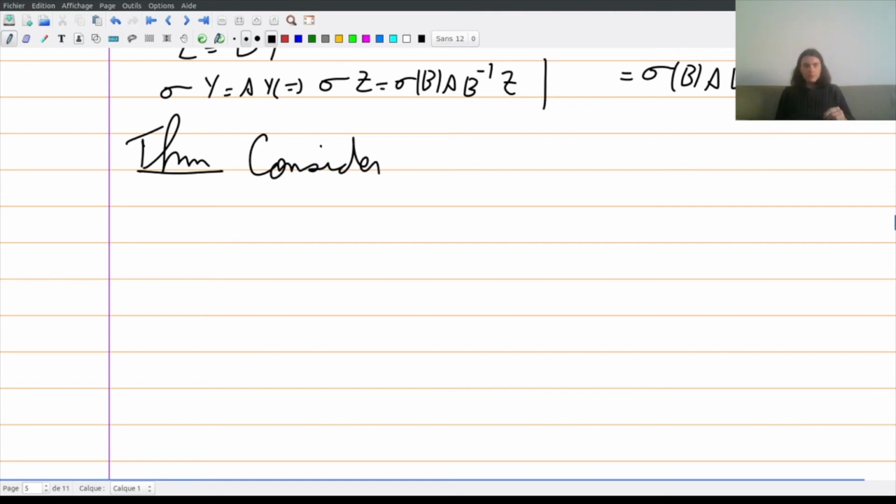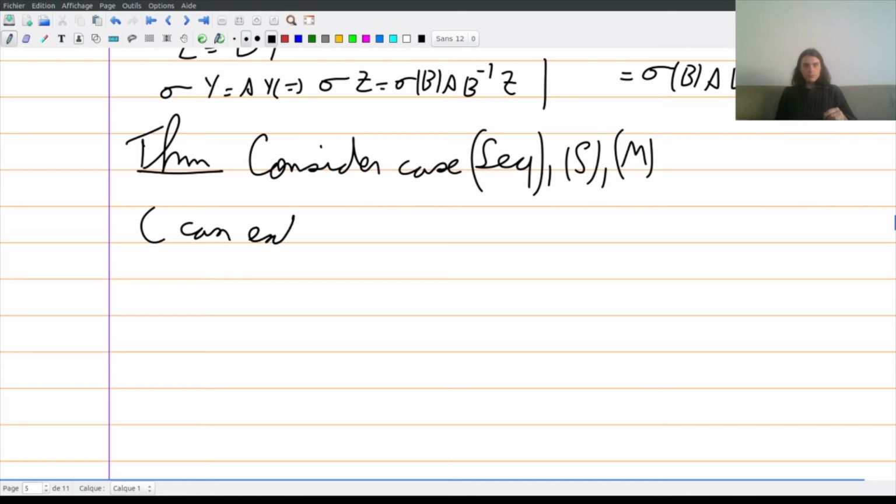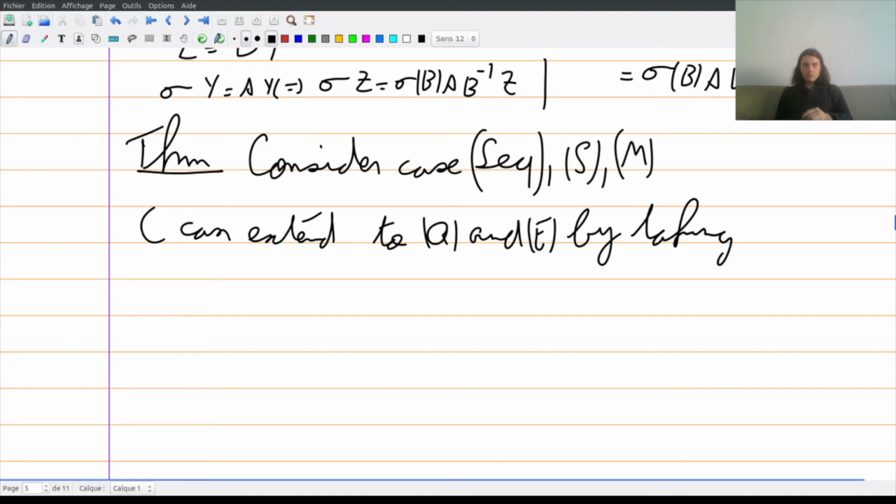So consider the case of sequences of shift or Mahler. We can extend to q and the elliptic case by taking a bigger K. So it's a detail and not important. So just focus on the case we know how to treat.